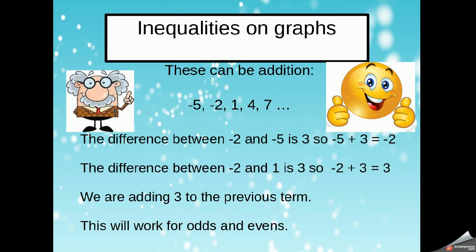And remember as well, odds and evens go up in twos. So you can use this trick to see if it's a pattern of odd numbers or a pattern of even numbers. If it's going up in twos and the first number is odd, then it's a pattern of odd numbers. If the first number is even and it's going up in twos, then it's a sequence of even numbers.